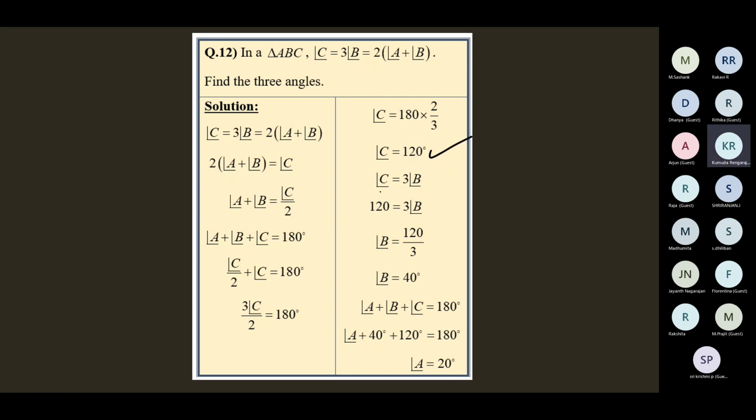After finding C as 120, see here, this is the other equation. Angle C is equal to thrice angle B. So under angle C, 120 is equal to 3 times angle B, which we don't know. So now this 3 will come to the other side for division. So angle B is equal to 120 by 3, which is 40 degrees. Now we have found angle C and angle B. Now use the angle sum property to find angle A.